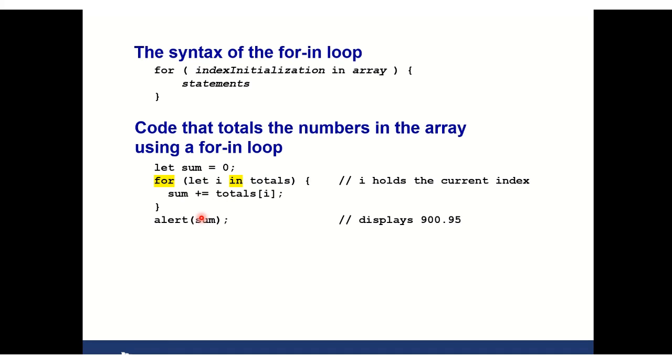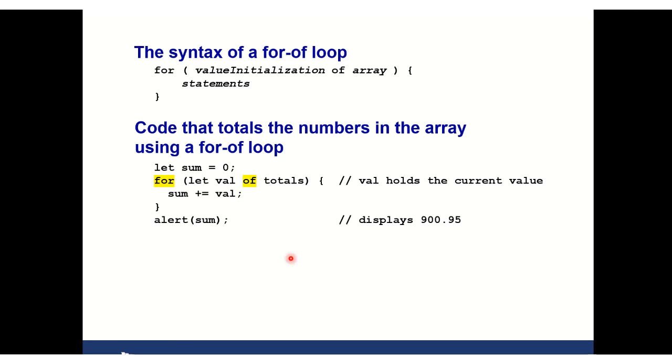That's what we did. You can also use the for of loop. The syntax is very simple: for, and then you do value initialization of array, statements. So let val of totals, but what is the difference? The val holds the current value. In the previous case, if you do the in, I holds the current index, not the current value. But here in the second example, you are holding the current value.